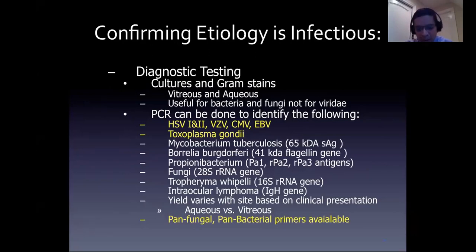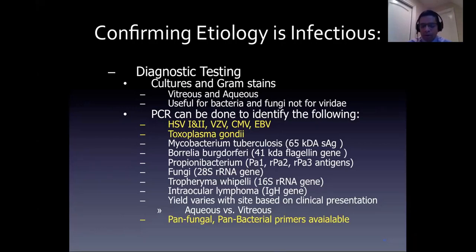PCR testing we've already touched on, but there are numerous things that are available. The most common readily available PCR tests in most labs in North America and Western Europe are those for HSV, VZV, cytomegalovirus, Epstein-Barr virus, and Toxoplasma gondii.